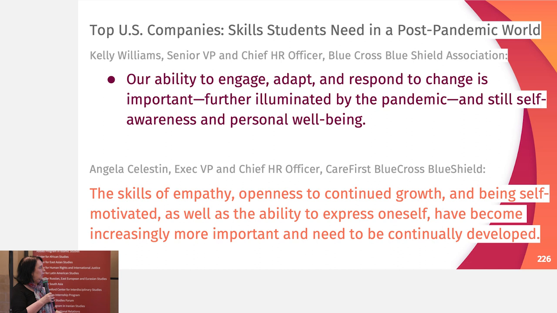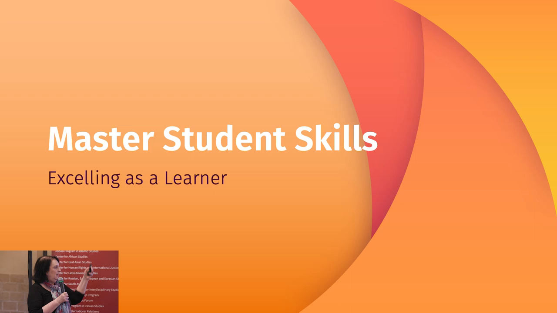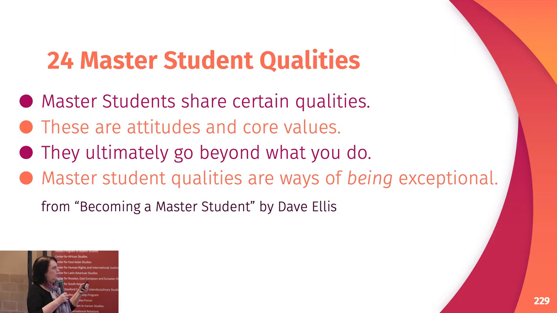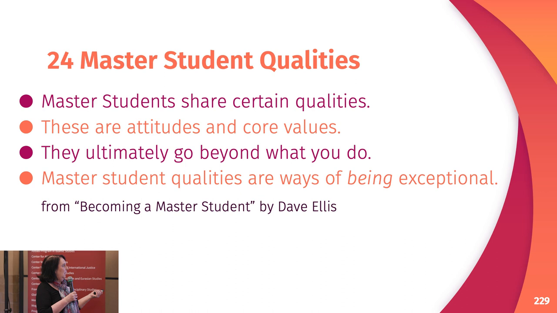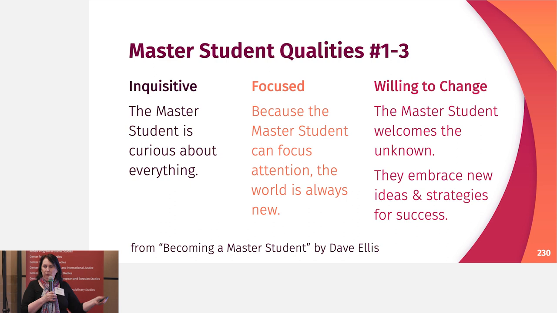And then I also pulled from a book that I really like called Becoming a Master Student, and they have a list of master student qualities that can be sort of mapped on to these World Economic Forum qualities. So there's 24 what they call master student qualities, and just to show you a few: inquisitive, focused, willing to change. So we reflect on that.